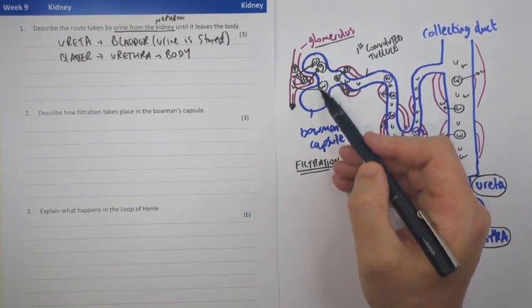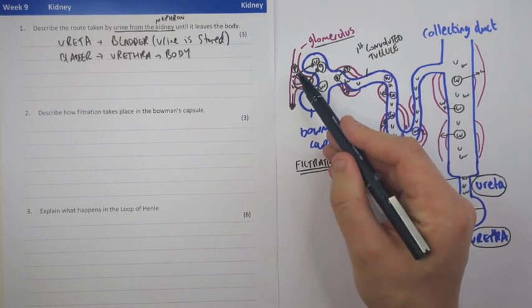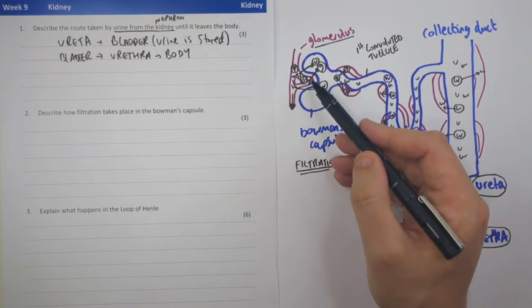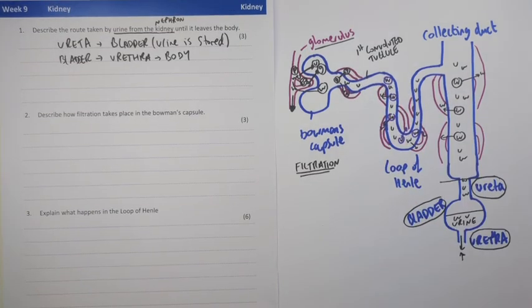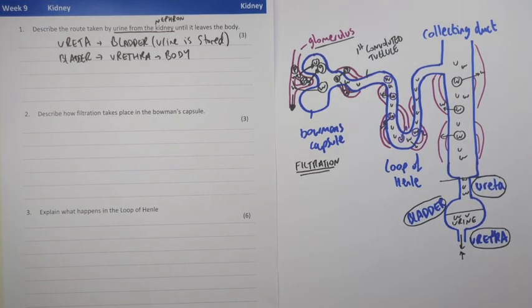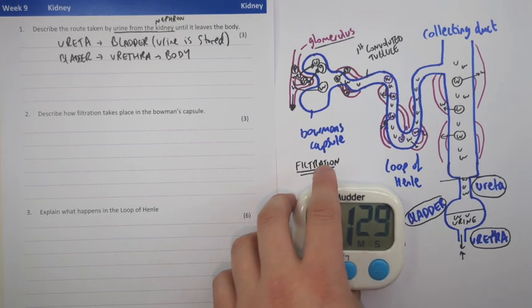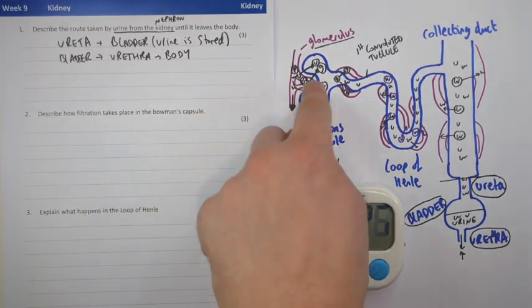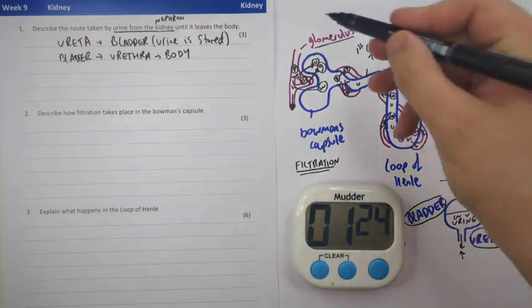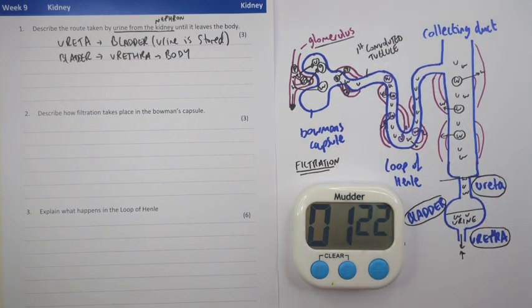Urea, glucose, water enter the Bowman's capsule from the glomerulus, whereby proteins and red blood cells remain because they're too large to diffuse. So you have got a minute and a half to answer. Describe how filtration takes place in the Bowman's capsule using those keywords there. Go.